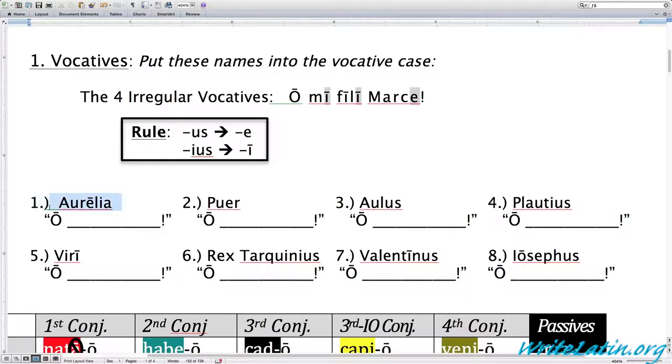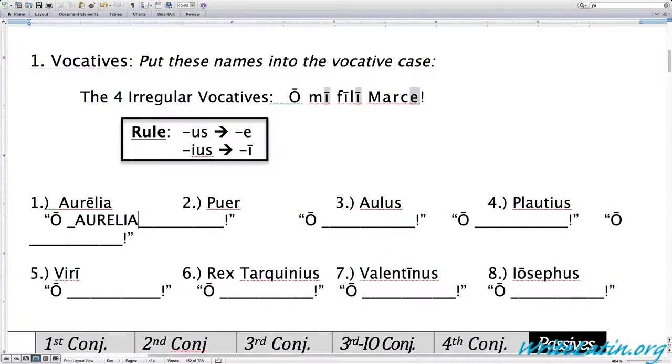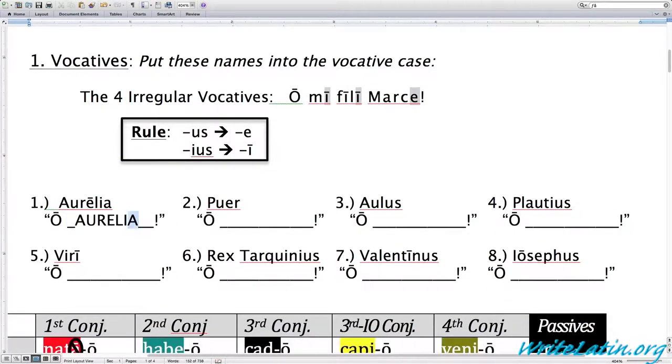I look at number 1 here, and I look at the ending and realize, oh, it's a feminine name, it's a first declension word, it's not any of these. So vocative should be the normal nominative form of it, just Aurelia. So number one I've done for you. Why don't you try the others? There's seven of them. Stop the video, and then I'll put up the answers in a split second.